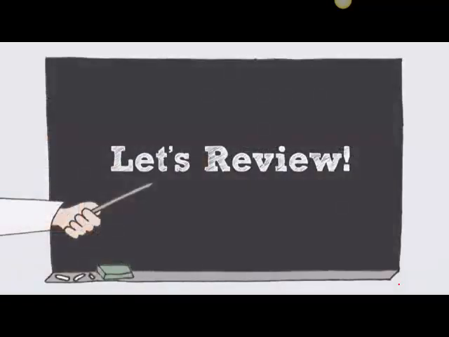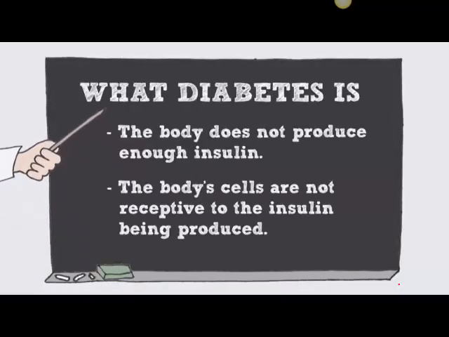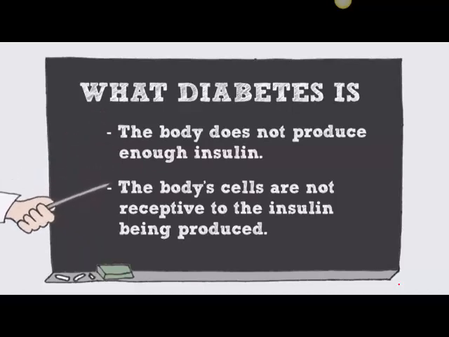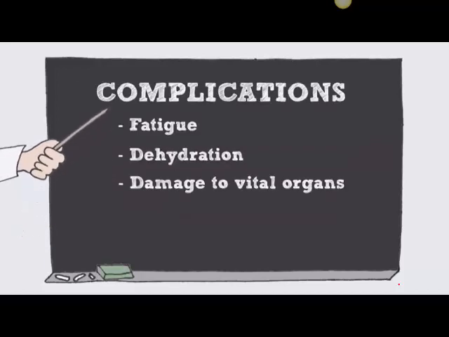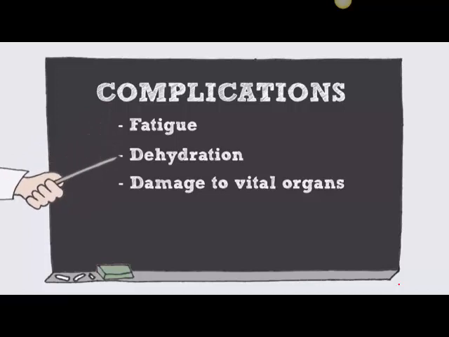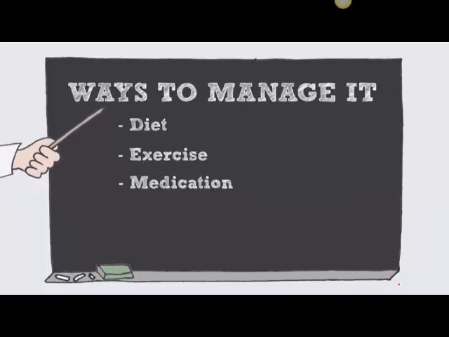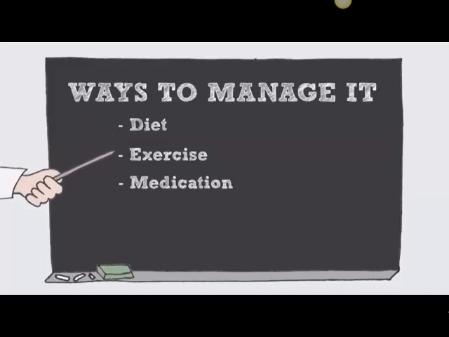Okay, let's review. We've talked about what diabetes is, a condition where either the body does not produce enough insulin, or the body's cells are not receptive to the insulin being produced. We've seen what complications can arise from it, such as fatigue, dehydration, and damage to vital organs. Finally, we've discussed ways to manage it through diet, exercise, and medication.